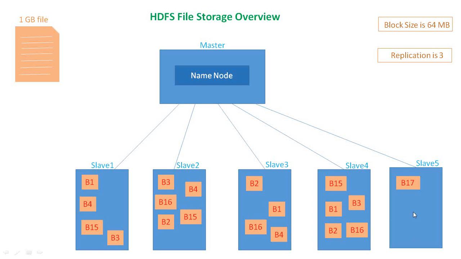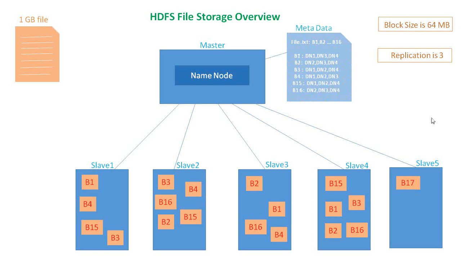Next thing is, what information will the NameNode have. This file, file.txt, a 1 GB file, is split into 16 blocks. For each block, suppose you take block 1, it records which machines it is stored on and replicated to. Block 1 is replicated to data node dn1, dn3, and dn4. Here dn means data node. If you go to block 16, it is replicated on 3 machines: one copy in slave 2 or data node 2, and one more on dn3, and dn4.